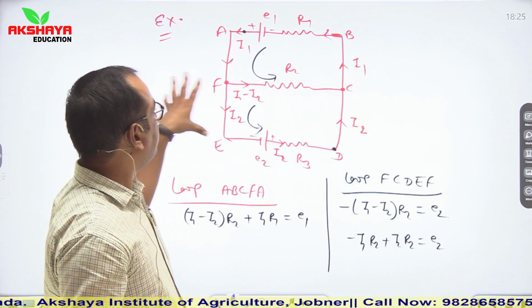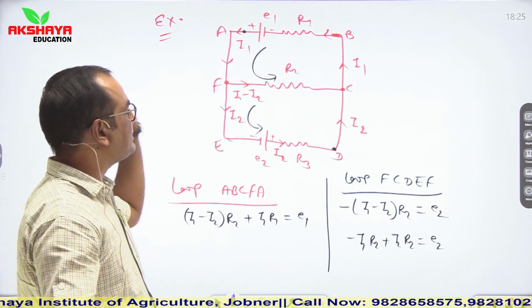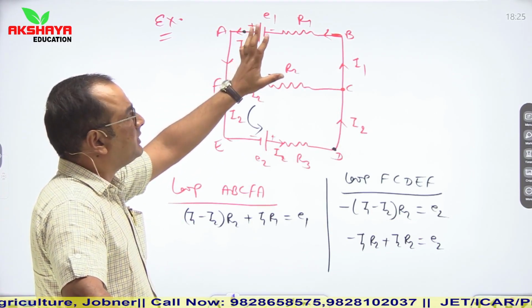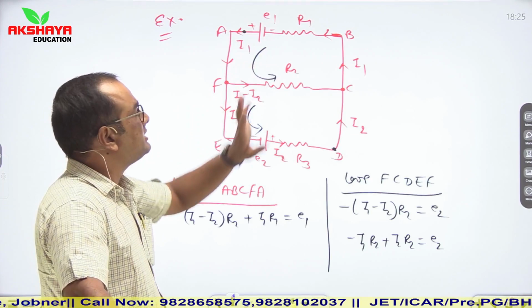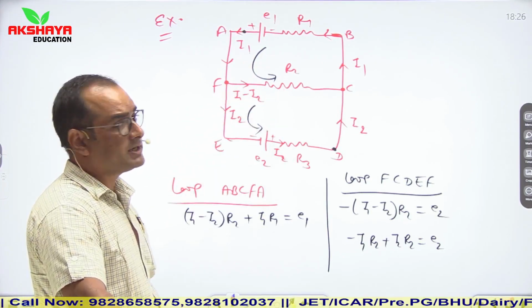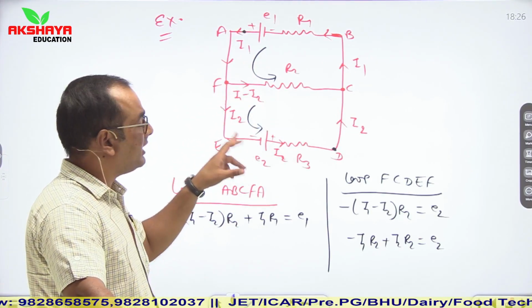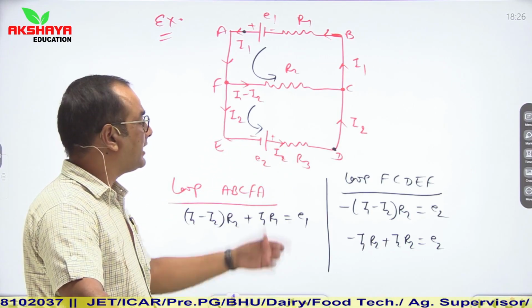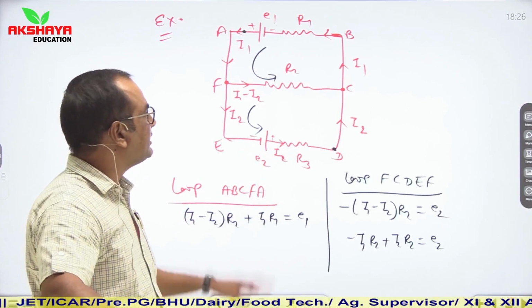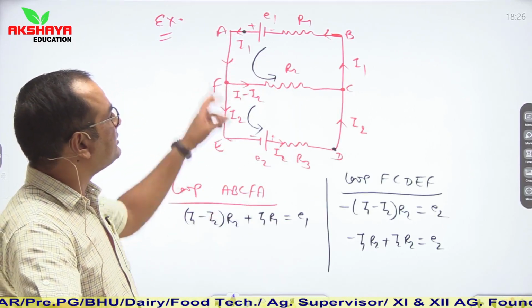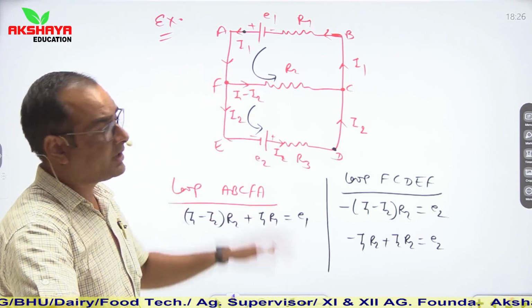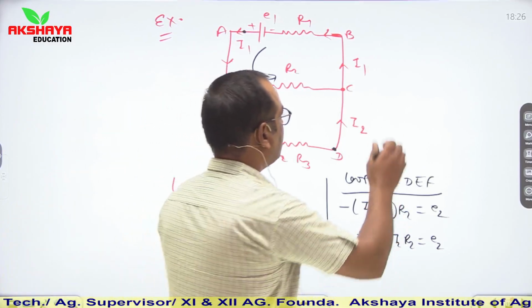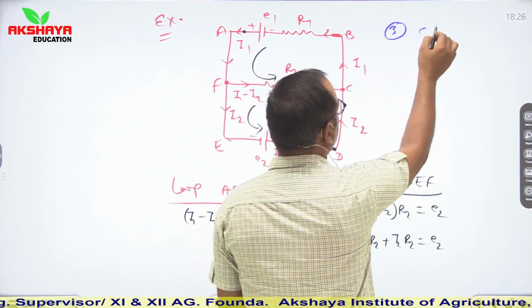Now let us explain it with an example. Here I have taken an example. A cell of EMF E1 is connected with a resistance R1. In another branch a resistance R2 is connected, and in another branch a cell of EMF E2 and resistance R3 are connected in branch ED. So let us say this is an electric circuit A B C D E F A. Here in this electric circuit there are three closed loops.